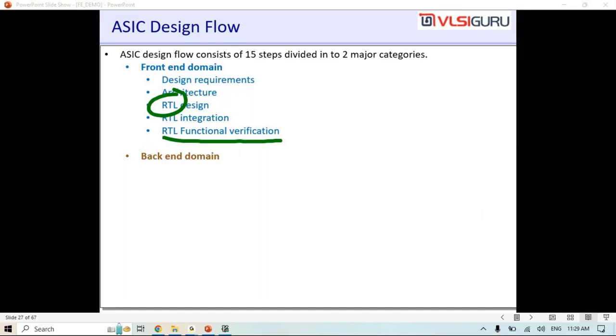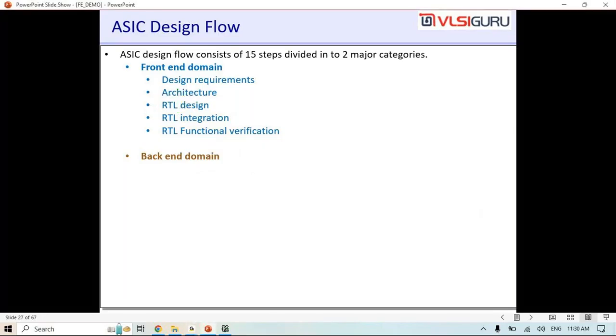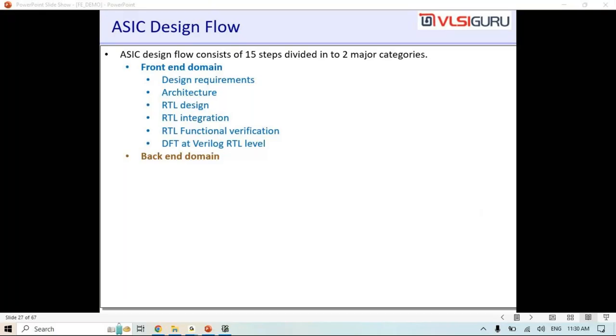Then will my phone work properly? It won't work properly, right? Then I won't be able to use it. That is why we have to verify the RTL design. Whatever coding you have done needs to be verified, because you want to make sure that your chip doesn't have any mistakes. Bugs should not be there. After that, what is the next step? DFT, design for testability at the coding level, at the Verilog level. This entire set of steps collectively we can call what?